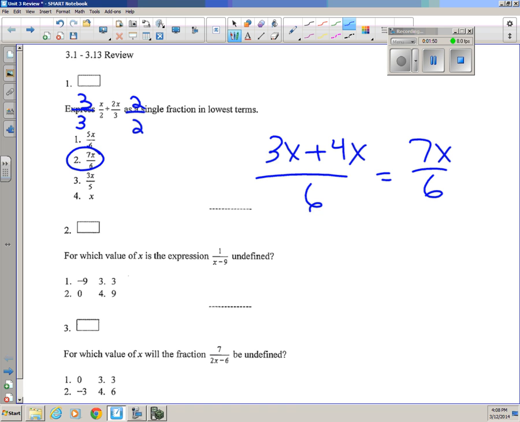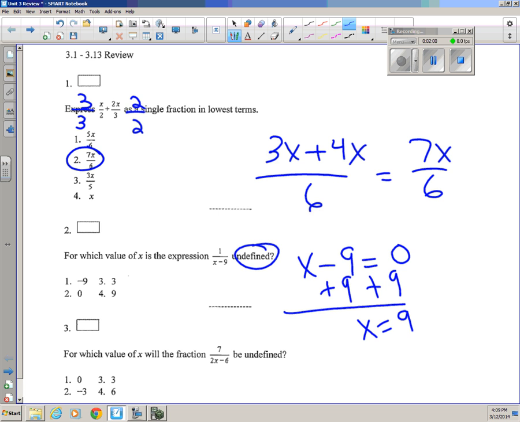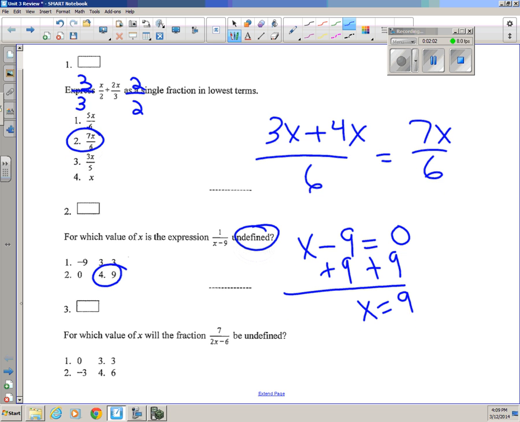For which value of x is the expression undefined? Undefined means I can never divide by 0. Well, if I set the denominator equal to 0, no need to factor it, just solve. The number 9, choice 4, is going to make my denominator equal to 0.